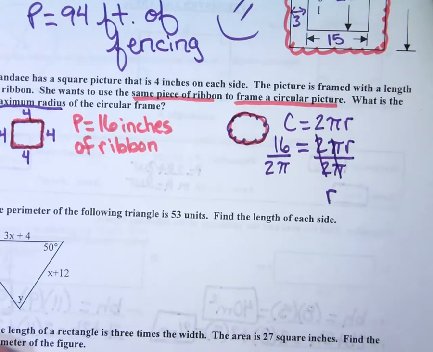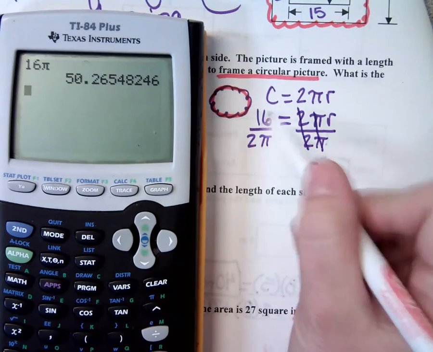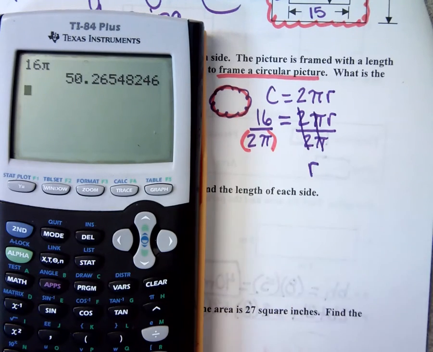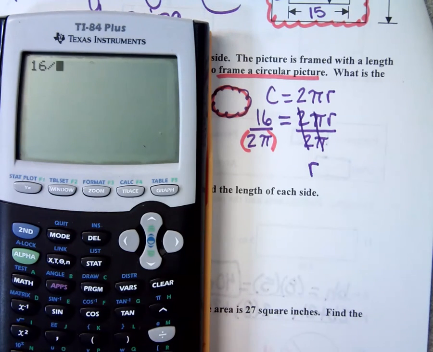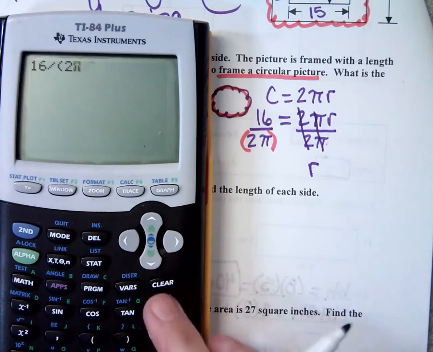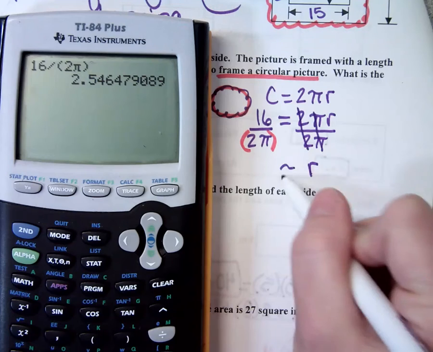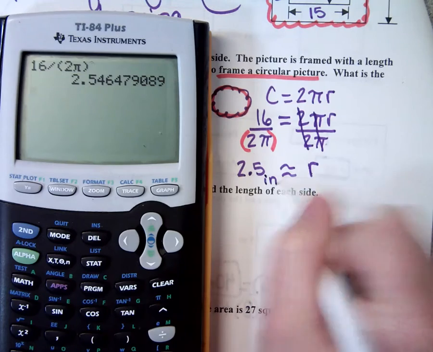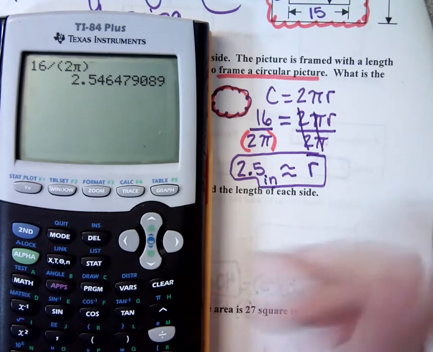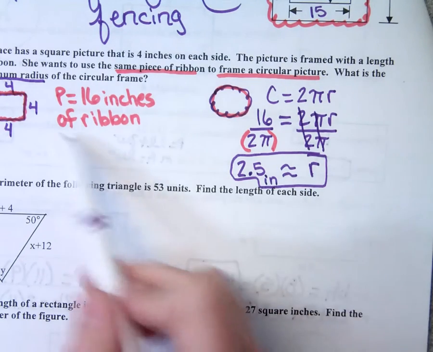And then this I'm going to put in the calculator, but I've got to be careful here. The reason I need to be careful is because I'm dividing by not only the 2, but also the pi. So I need to put parentheses around my 2 pi. So it's going to be 16 divided by, parenthesis, 2 pi, close the parenthesis. And that is about 2.5. And this is in inches. So that would be the radius that I would need if I wanted to frame my circular picture with the 16-inch piece of ribbon.